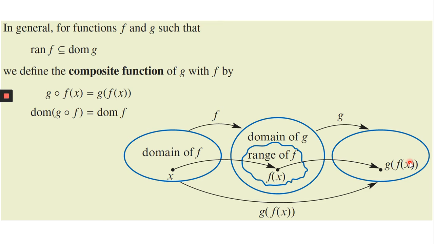For those of you that like some visuals, here's some nice visuals. Here we know that g o f can be written as g of f of x, and the domain of the composite function will be the domain of the original function, and the range of the original function becomes the domain of the new function.